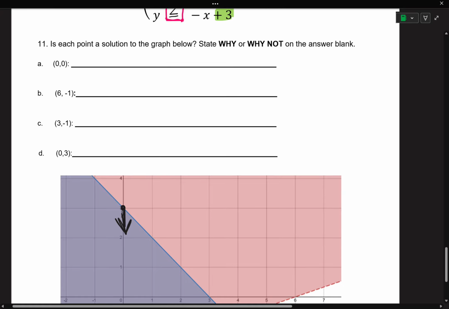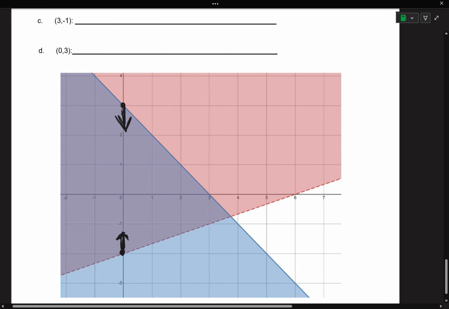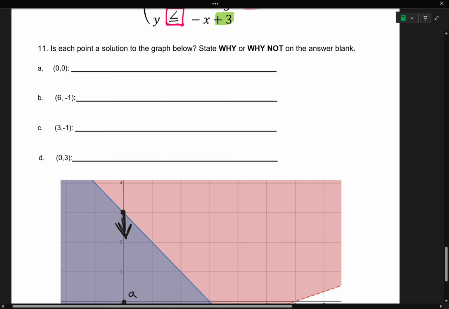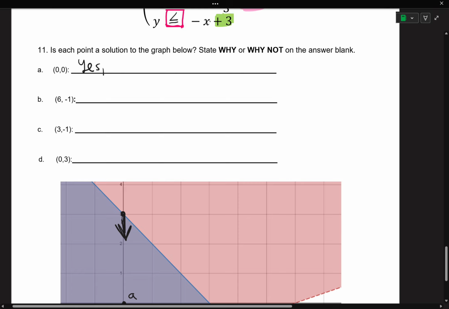Number 11. Is each point a solution to the graph below? Why or why not? Okay. (0, 0). Here it is. That's letter A. That is a solution. Yes. It's in the overlapping area. You could say darker area, but overlapping would be more accurate.